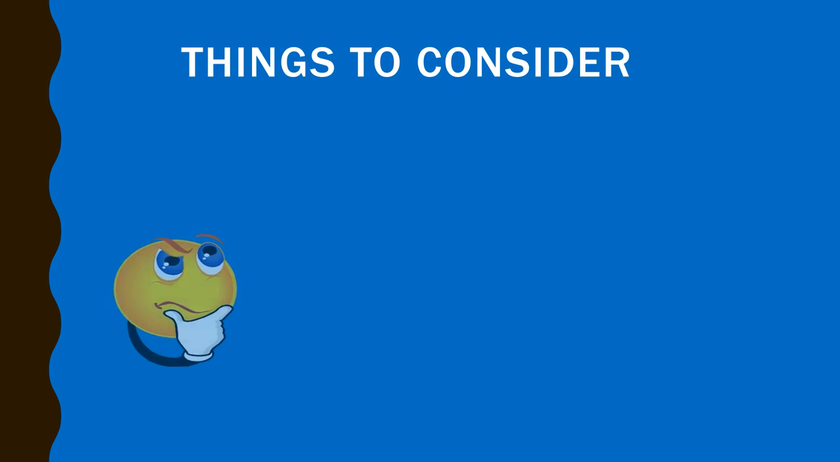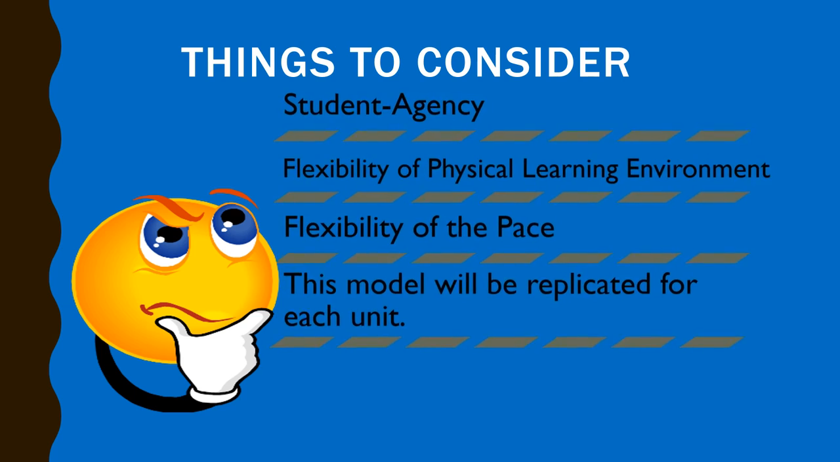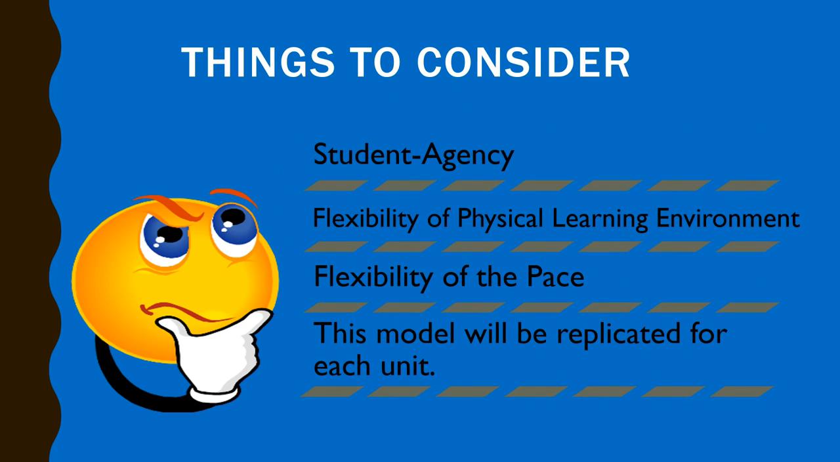When looking to implement this model for personalized learning, there are a few things to consider. Student agency is a major component of personalized learning. Learners must be able to take ownership of their learning. The physical learning environment should be flexible. Resources should be available, and students should be able to move freely as they engage in the learning experiences.